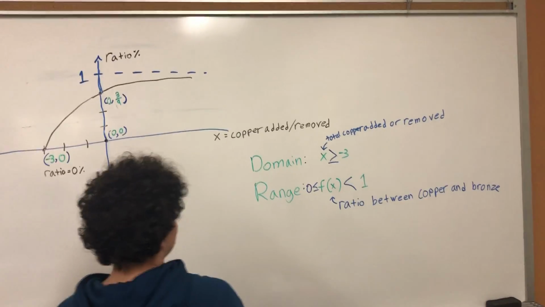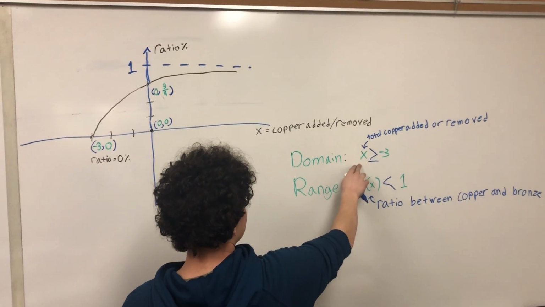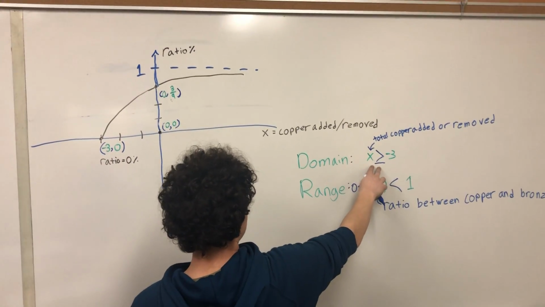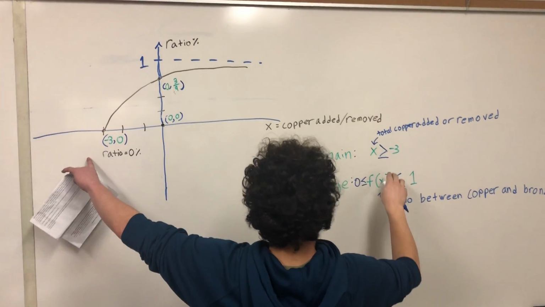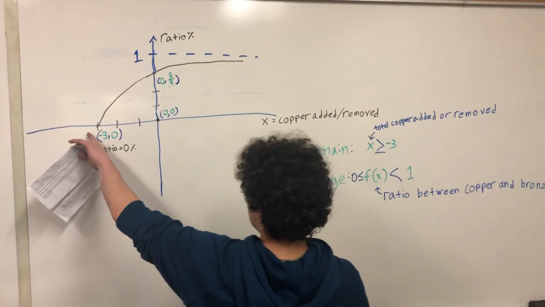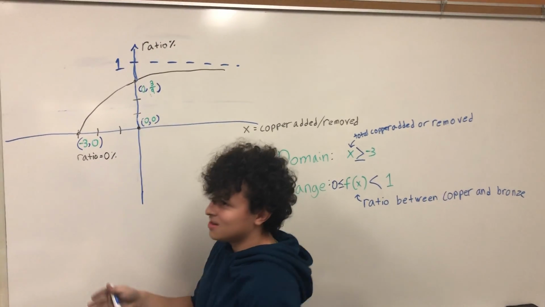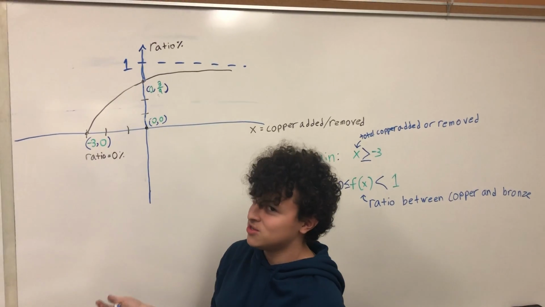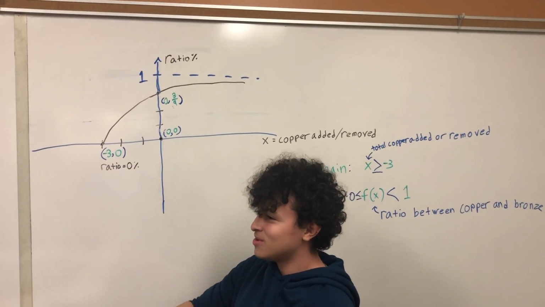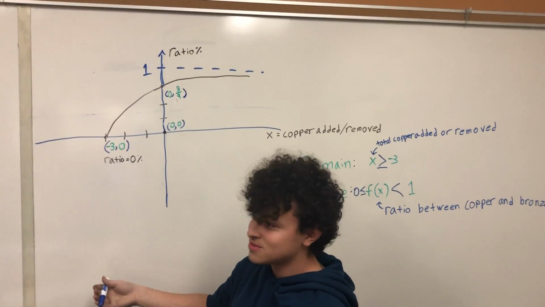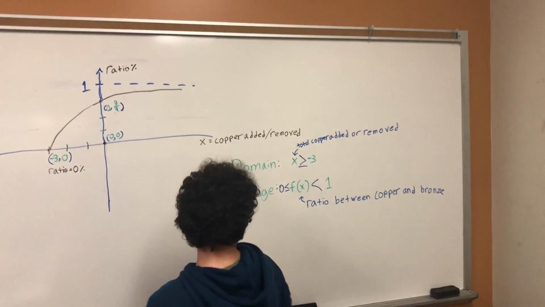So then that means that the domain is x greater than or equal to -3, and you can't go past -3 or more negative than -3 because you can't take away more than your initial value. That's like taking 4 kilograms of copper away from 3 kilograms total, so that wouldn't work. That wouldn't physically make sense.